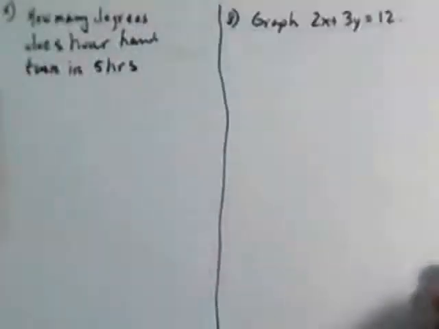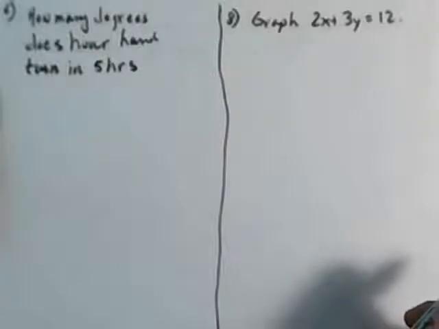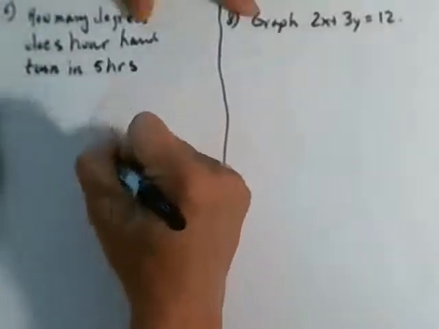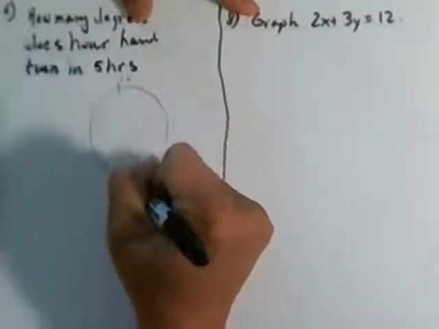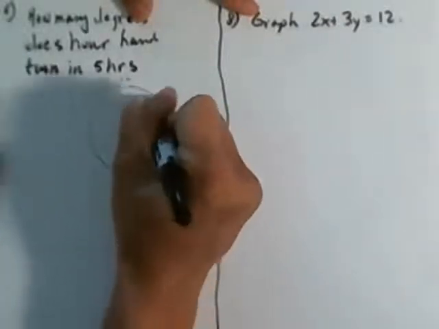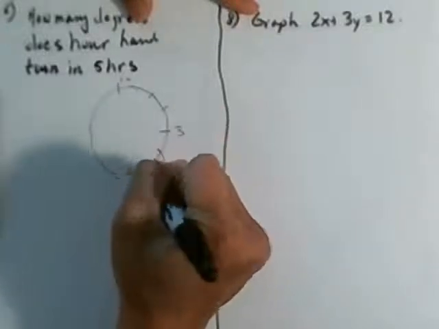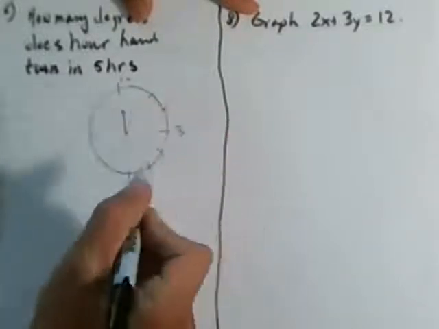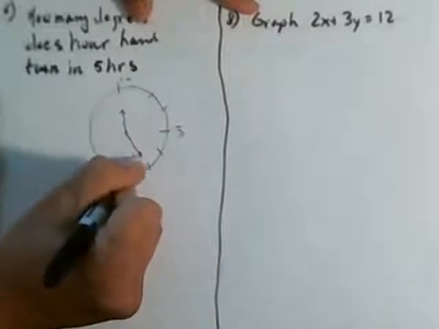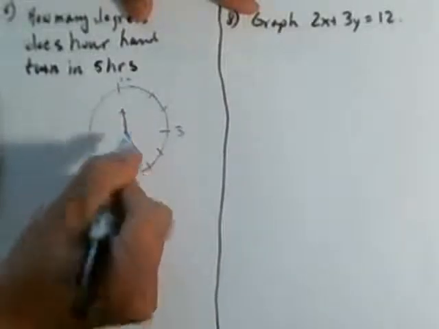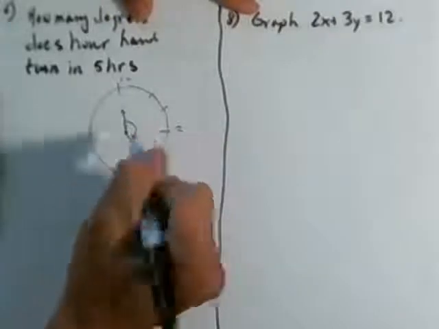Okay. Number 6. It says, how many degrees does an hour hand turn in 5 hours? I changed the problem a little bit, because it's pretty simple if you do the 3-hour hand. So let's say here's a clock right here. That's 12, that's 6, that's 3. 1, 2, 3, 4, 5. So from here to here, that's how much the hour hand moves. I want to try to find how many degrees that moves.